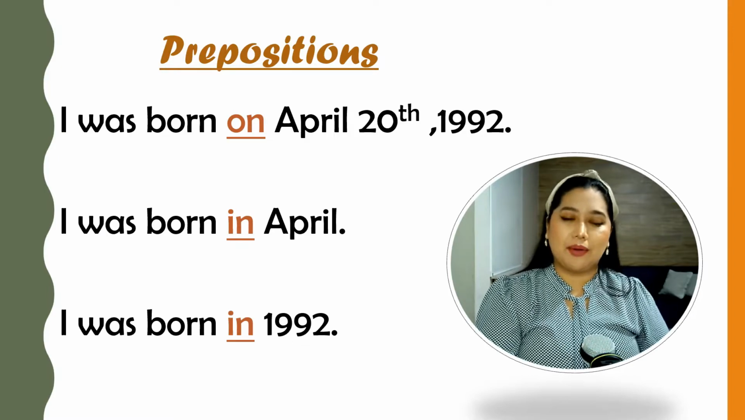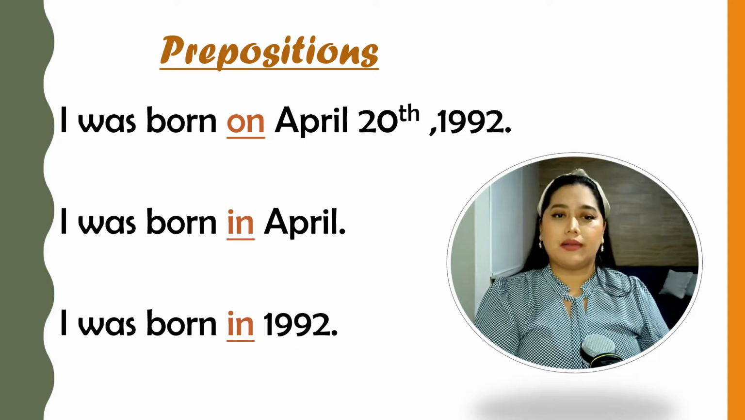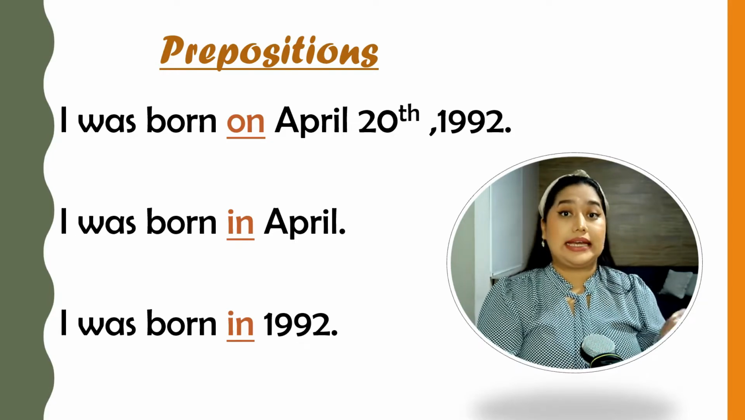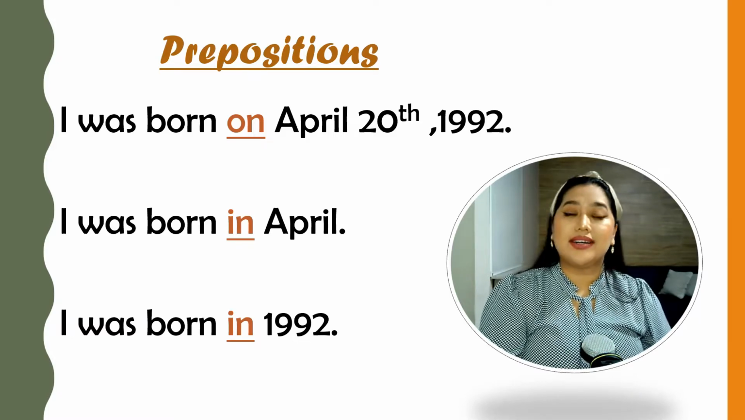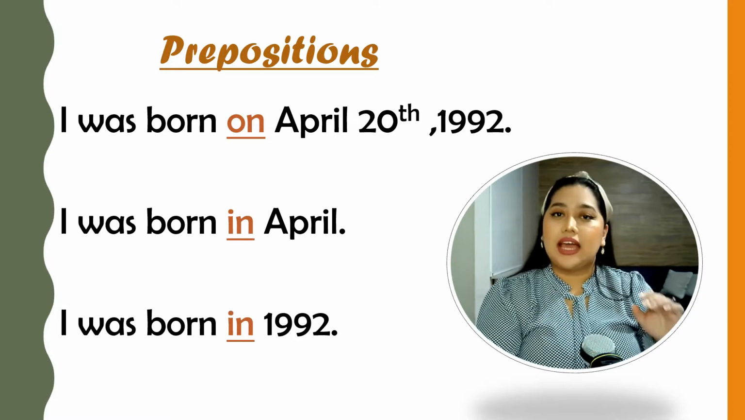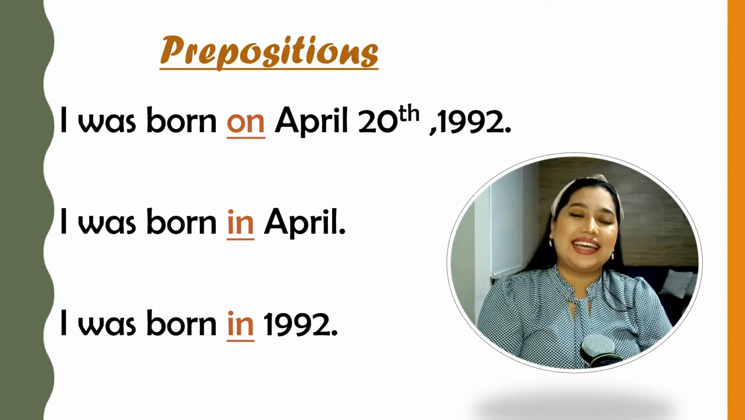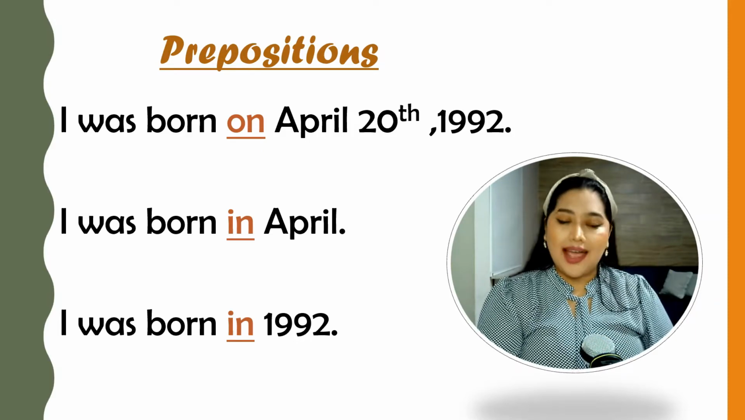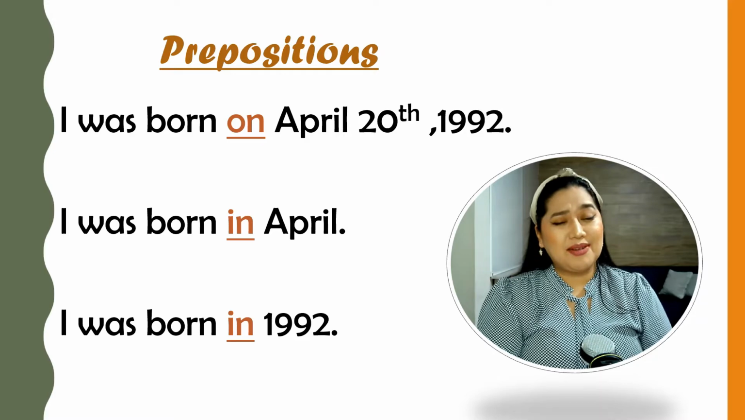But now let's see another example. I was born in April. In this case, I'm only sharing the month. Remember, we use in for months, like in January, in February, in March, in April, in December, in September, in October, in July, in June. And if you only need to say the month, we use the preposition in. And if you want to use only a year, like 1992, again, we only use in. For example, I was born in 1992. Yes, I will be 30 soon.